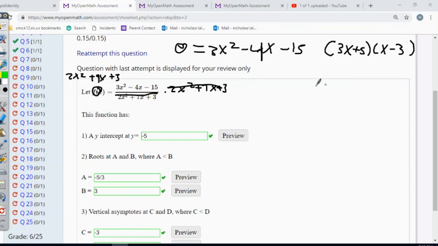So our roots are going to be the values that make this equal to 0, because remember, we factored this, so this is equal to 0. So we have 3x plus 5 equals 0. 3x is equal to negative 5. X is equal to negative 5/3. And x minus 3 is equal to 0. X is equal to 3. So that's 2 for this problem.